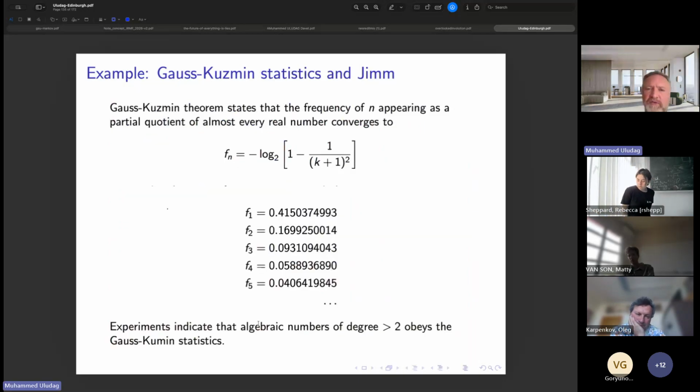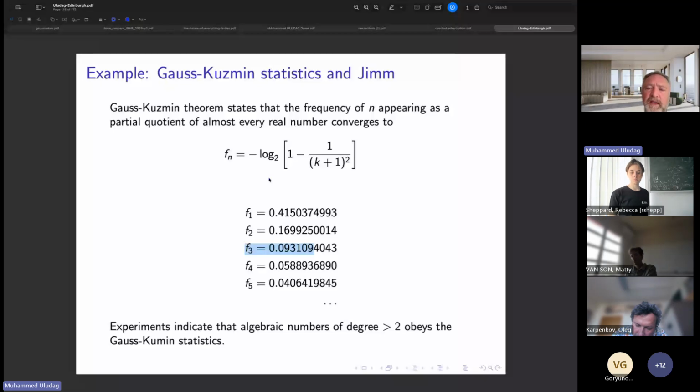And we have the Gauss-Kuzmin theorem, which says that for almost all real numbers, the continued fraction partial quotients obey the following statistics. If you take an arbitrary number from the interval 0, 1, the frequency of ones as partial quotients is 0.41. Frequency of twos is this. Frequency of threes is this, etc. This is a logarithmic rule.